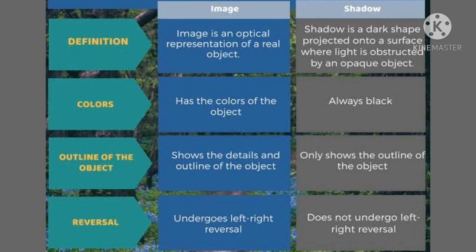Shadow is formed when light from a source is obstructed by an opaque object. Image is formed when light from the object reaches our eyes after reflection from a plane mirror. A shadow is the area where no light falls. Therefore, shadow is always dark. Image shows all the details of the object, since light from the object actually falls on our eyes.